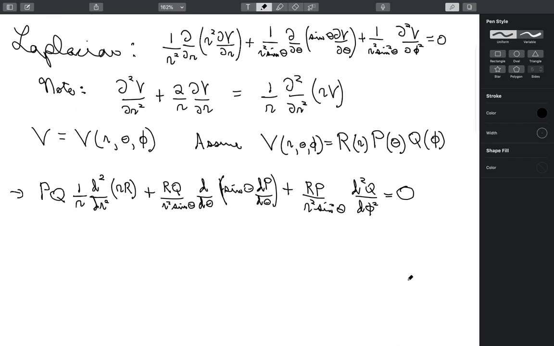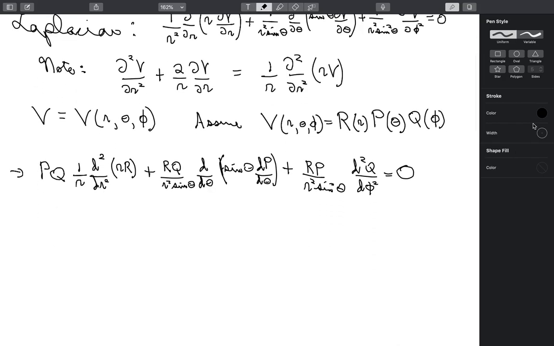All right. Now, there's a thing you can note here. Actually, I'm going a bit ahead of myself. Let me write another thing first. I can divide out R P Q, which is just our RV.